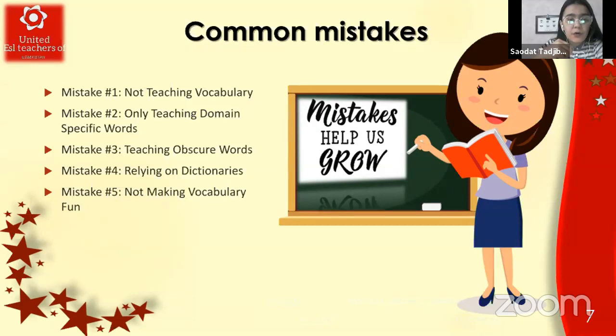Mistake number 4 is relying on dictionaries, which means most teachers still, I'm sorry, but still, we have teachers who just give the reading context to the students and make them get the definition of words from the dictionaries. They're not providing any additional explanation to the words, or additional matching context for the word, or additional activities to help them understand it.